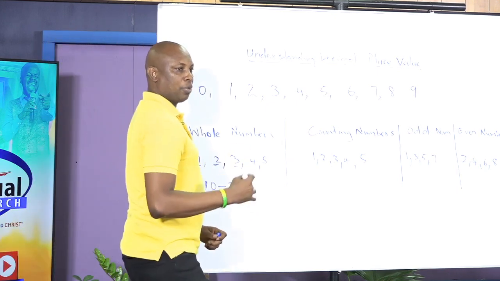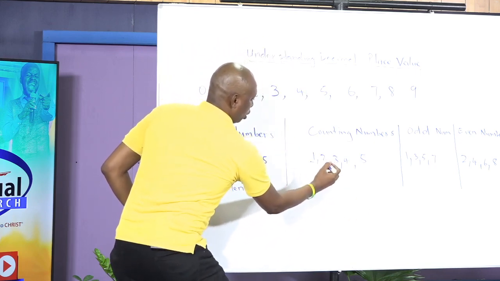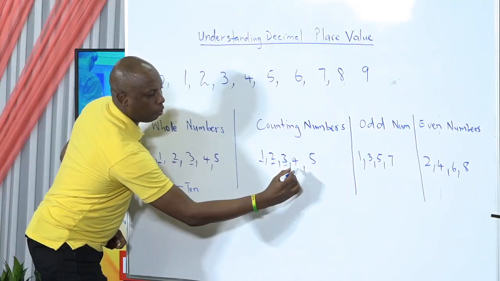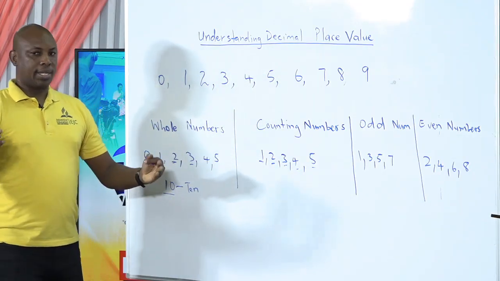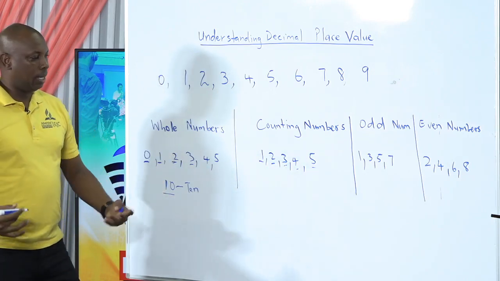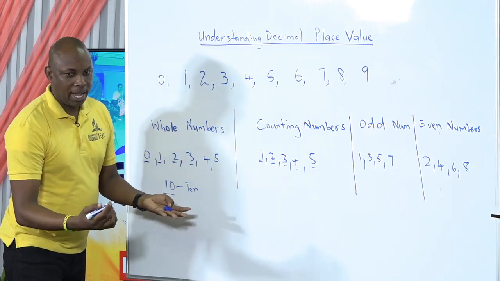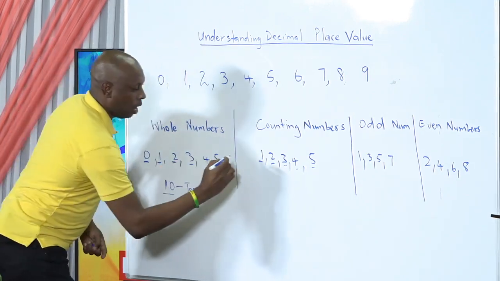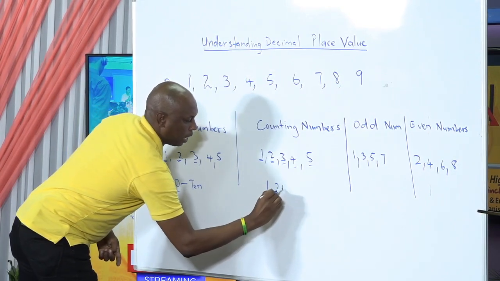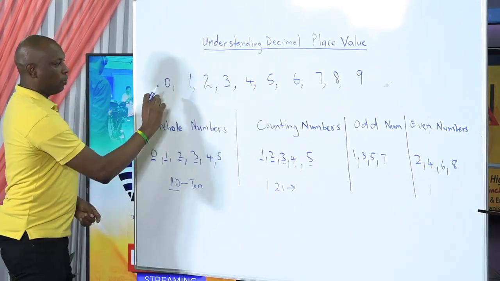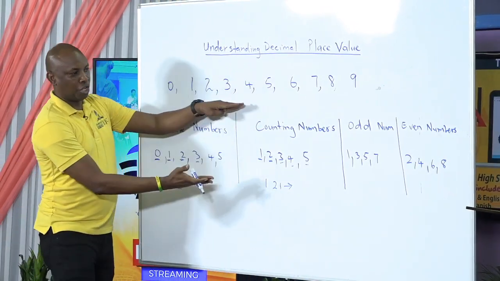I can come over to counting numbers. 1, 2, 3, 4, 5, 6, 7, 8, 9, 10. It goes all the way up to infinity. So if I want to create a counting number, say 121, I would choose my 1, choose my 2, and choose my 1 again. So I would be using the digits 1 and 2 to create this number for my counting numbers.